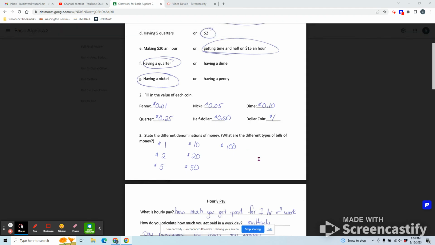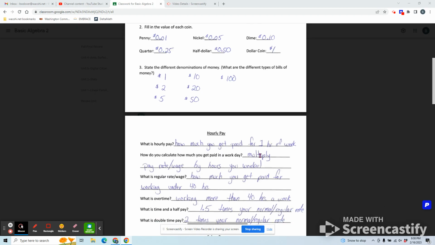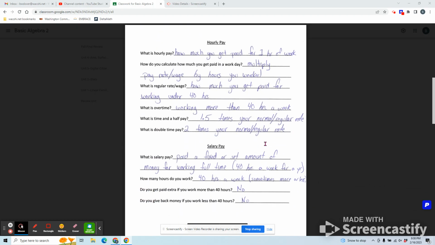And then number 3 is asking for the different denominations of money, aka what are the different types of bills of money that we have in the US. So here's where we get into some terminology.